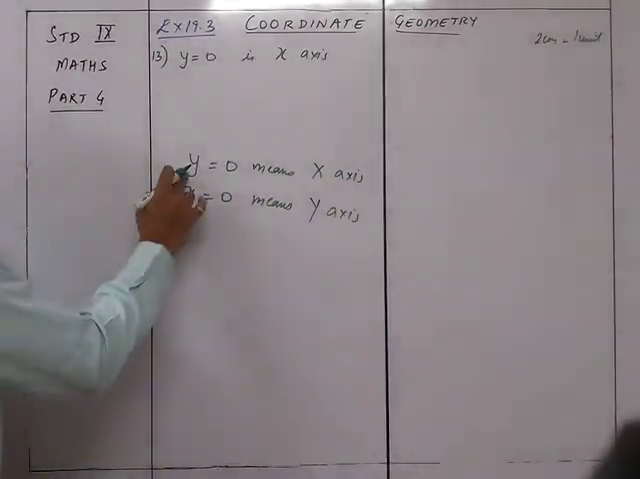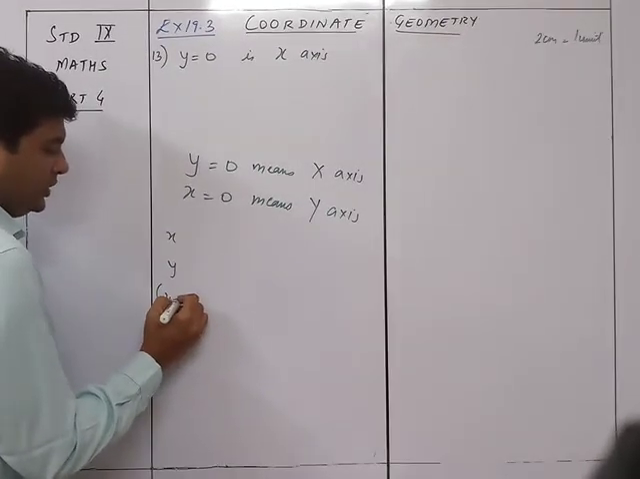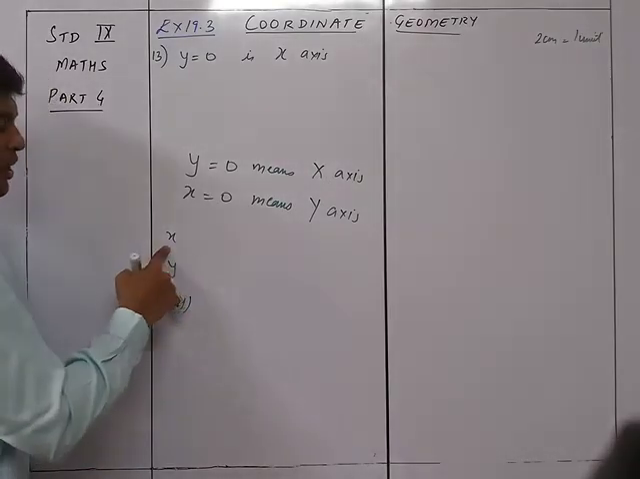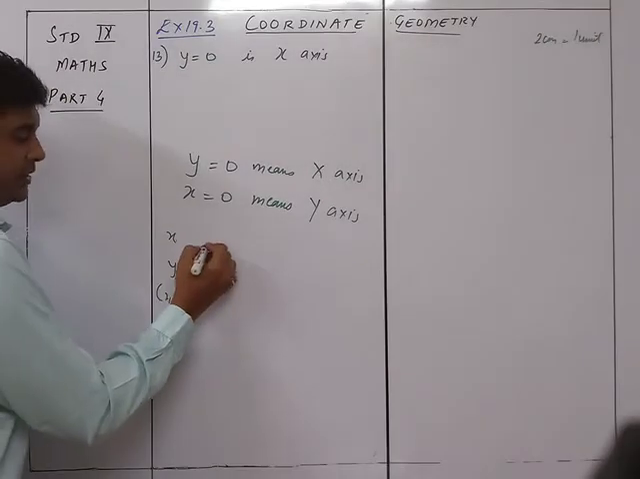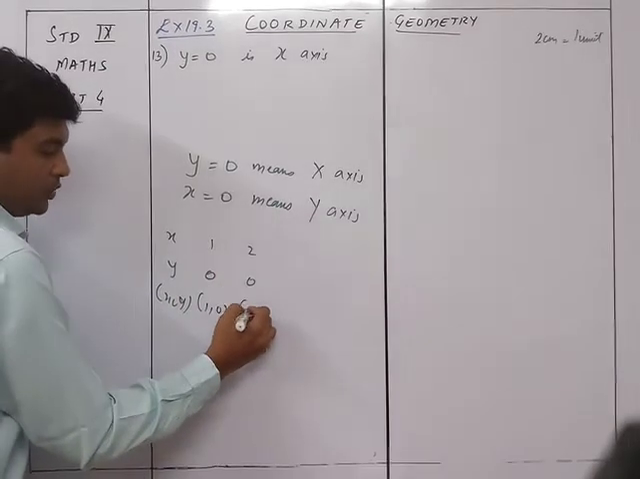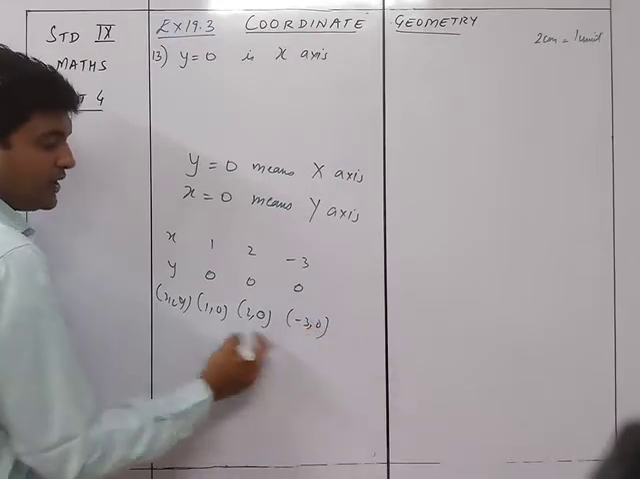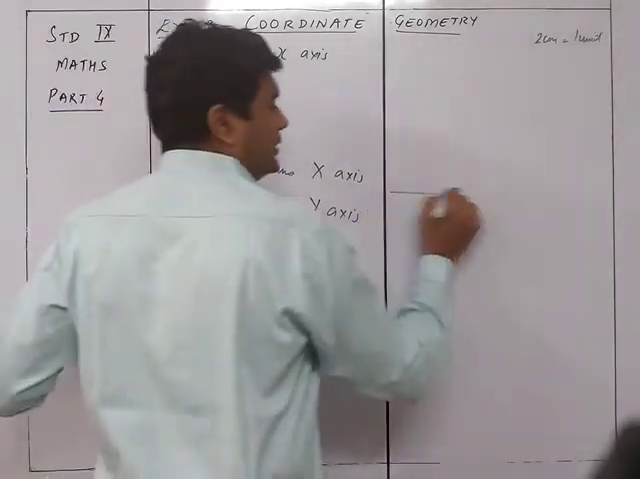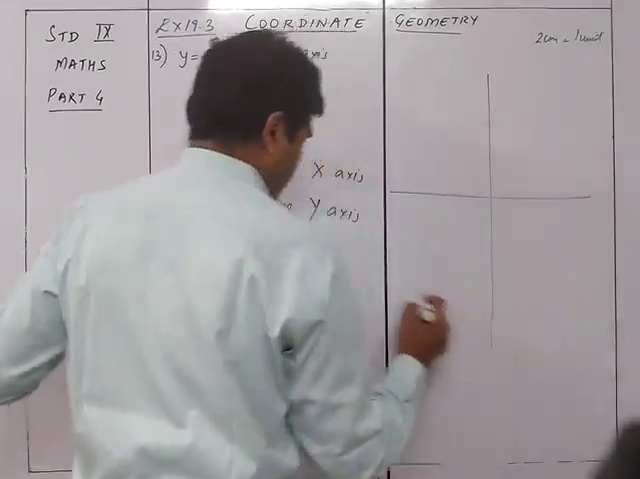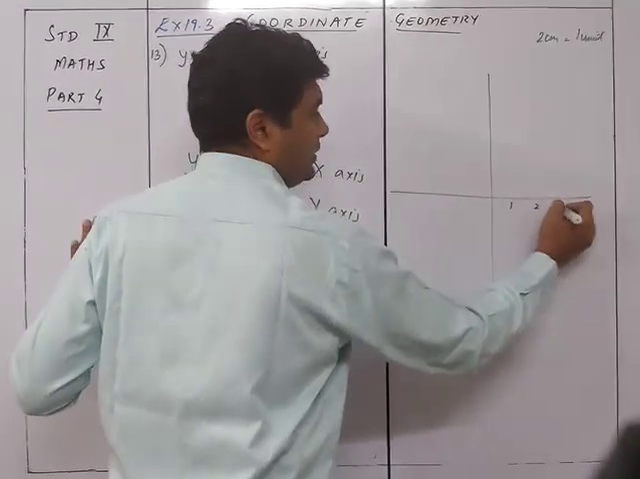If y is equal to 0, then what does it mean? If we take x and y as x comma y, then for all values of x the y is 0. That means it will be 1, 0. So 1 comma 0, 2 comma 0, minus 3 comma 0. So if we plot, what will happen? All the points will be like this. Okay, 1 comma 0. So this is 1, 2, 3, 4.